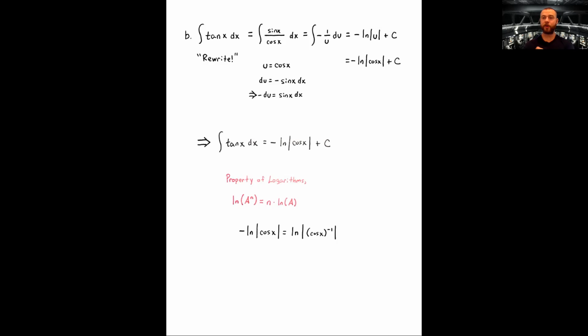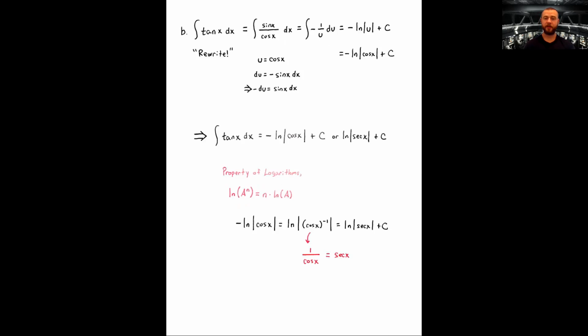And recall how we interpret a negative first power. We can interpret that as 1 over that quantity. So cosine of x to the negative first power, that we can rewrite as 1 over cosine of x. 1 over cosine of x is equivalent to secant of x. So we can rewrite this whole answer, our antiderivative, as natural log of secant of x.